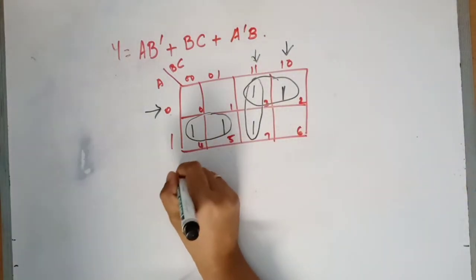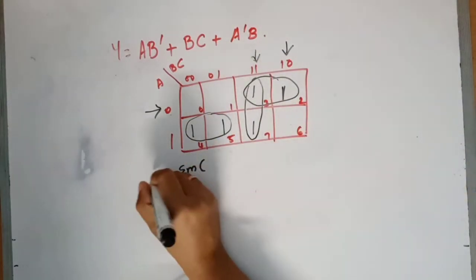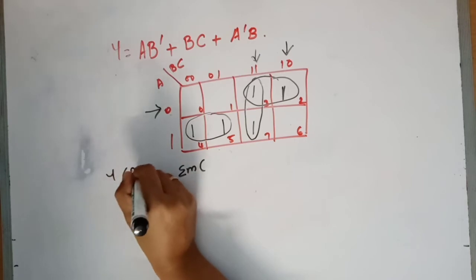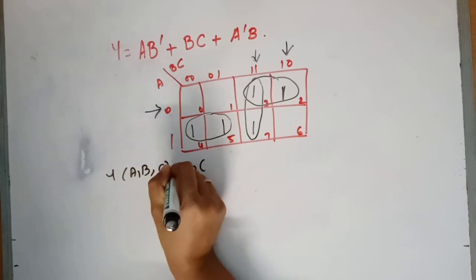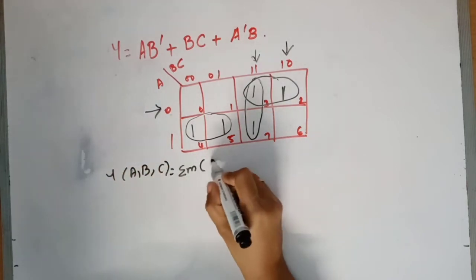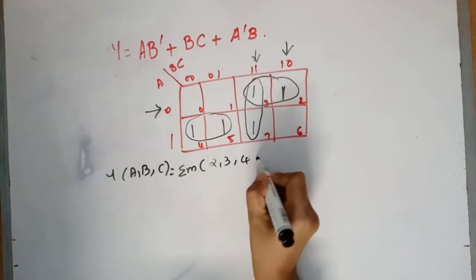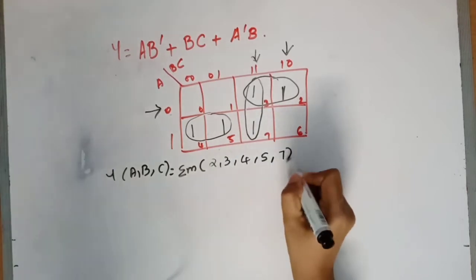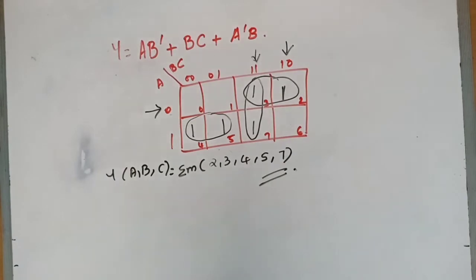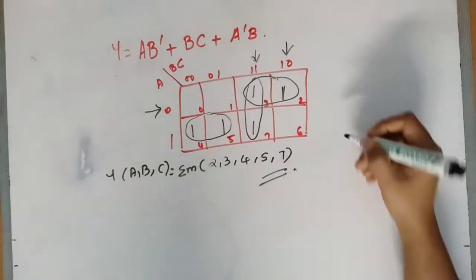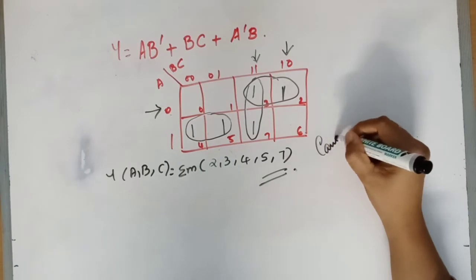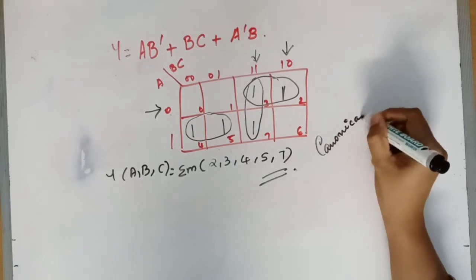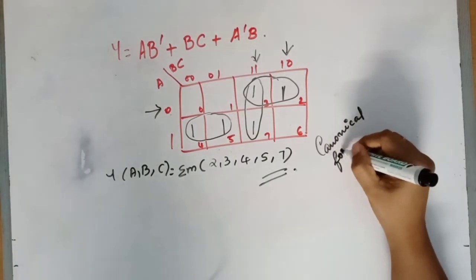So what's the answer? y of ABC equal to sigma m 2, 3, 4, 5, 7. So this is your answer. This is how you write the canonical form from the given Boolean expression.